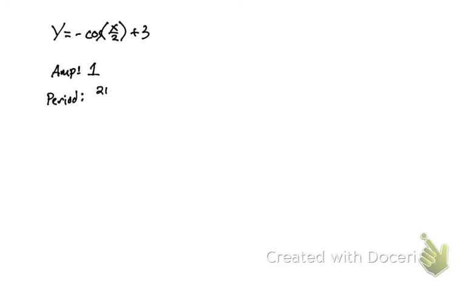All right, now we have a little bit of a problem because we get to the period. The period is 2 pi divided by b, and b is whatever number's in front of x. It kind of looks like there's no number in front of x, but there is. It's not 1. I'm going to rewrite this in a different way. I'm going to rewrite this as negative cosine of 1/2 times x plus 3, because 1 over 2 times x is just x over 2.